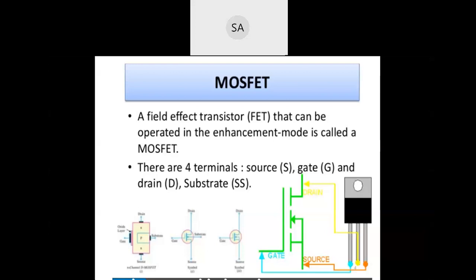So there are four terminals in the MOSFET: source, gate, drain, and substrate. This part we call the substrate, which is internally connected to the drain. Generally, symbolically, the substrate is not shown, but practically it has the substrate terminal also.